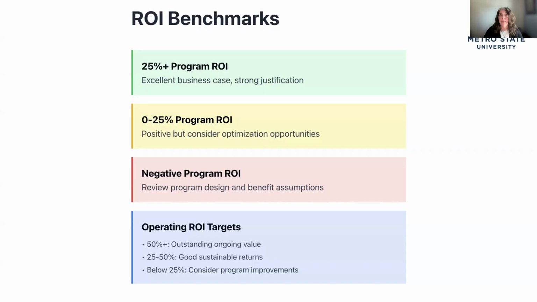And it might be that it is a mandatory thing. It has to be done. And now you know what your ROI is. You have the reality of it, but can you turn that into something more beneficial? And then you've got the operating ROI. 50% plus is outstanding. So the top three here are about program ROI. That bottom one is about operating ROI. Below 25%, you want to consider program improvements is a good way to look at it.